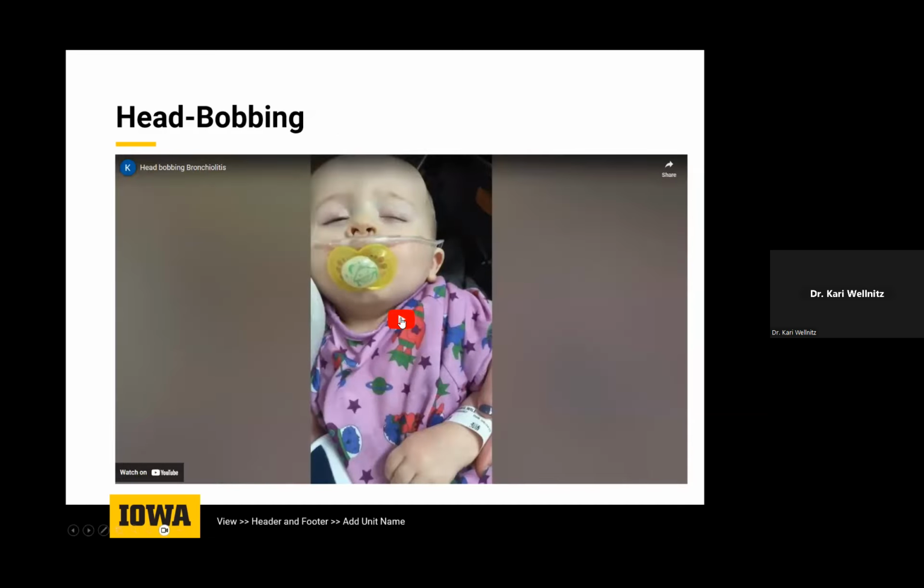Head bobbing tends to be a later sign when a child has been working quite hard. They're still using their accessory muscles to help them breathe, but they are becoming so tired that now their head is bobbing around while they're doing it.